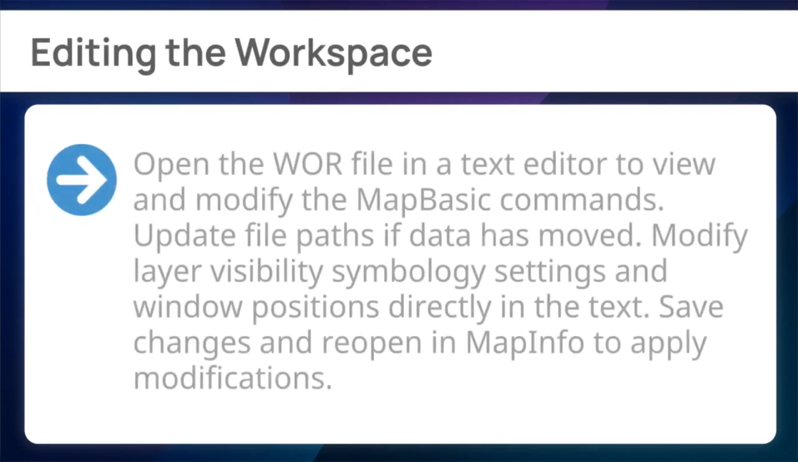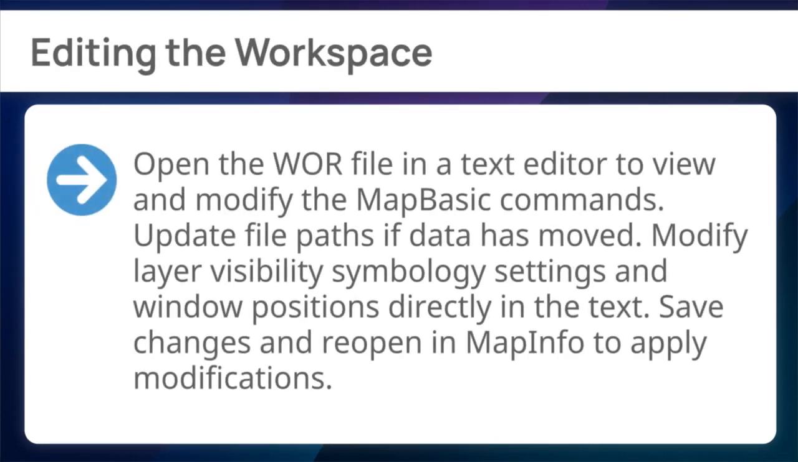Next, editing the workspace. Open the WOR file in a text editor to view and modify the MapBasic commands. Update file paths if data has moved. Modify layer visibility, symbology settings, and window positions directly in the text. Save changes and reopen in MapInfo to apply modifications.